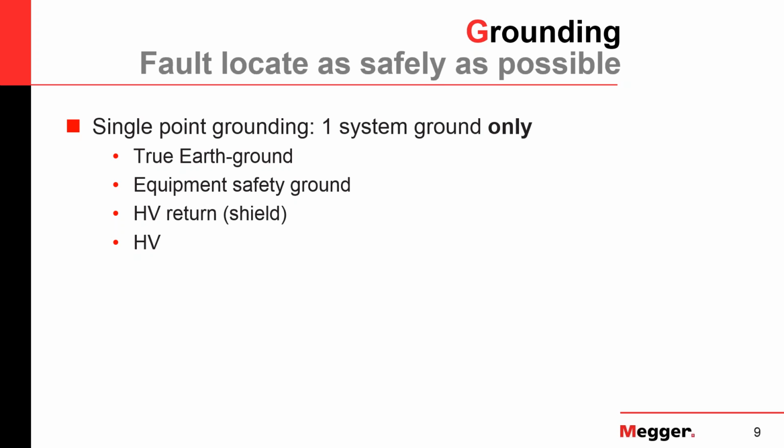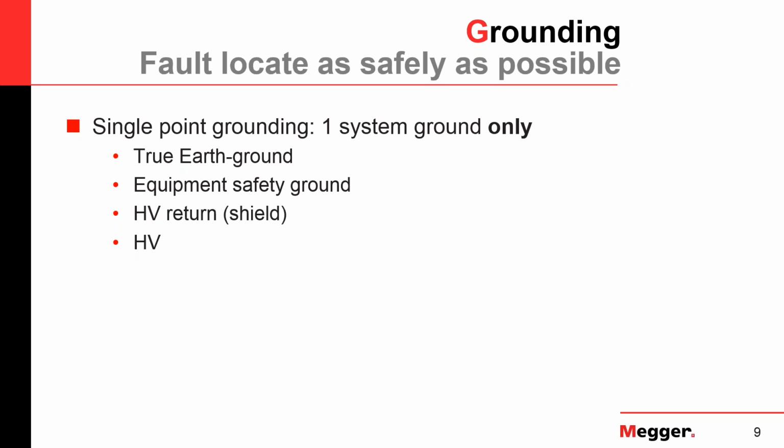On a pad mount transformer, that would be the ground rod typically. Then on the equipment, you typically have an equipment safety ground. That is only there to discharge any energy that is still stored in the equipment in case of a fault, and so that the enclosure is not on potential and potentially harming people. Then you have the high voltage return, which connects to the shield.